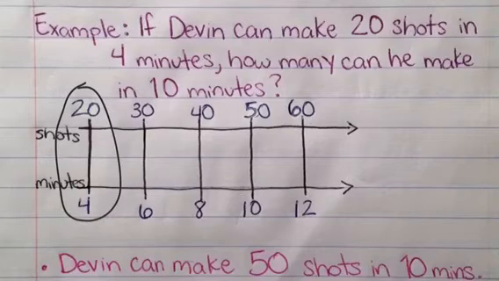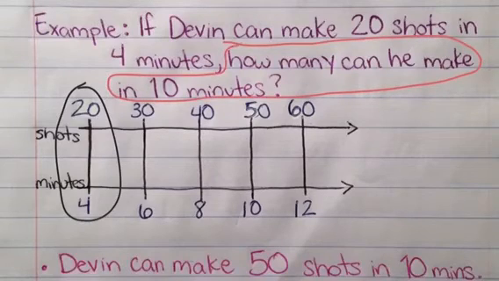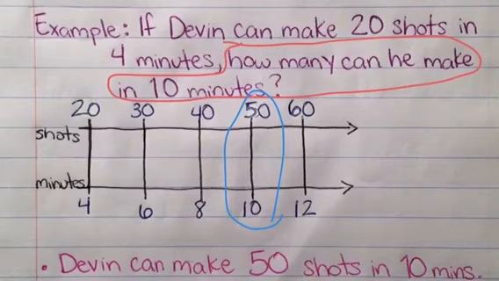So the question here is, if we look back here, how many can he make in 10 minutes? So let's come to our double number line that we created. We're looking for minutes, so we start on our minutes line. We got 4 minutes, 6 minutes, 8 minutes, 10 minutes. All right, that's what we're looking for. So in 10 minutes, he can make 50 shots. And that's our answer, isn't it, down here? Devin can make 50 shots in 10 minutes. Booyah. Question answered. So let's see if I can get rid of some of this stuff. Move on down to the bottom.